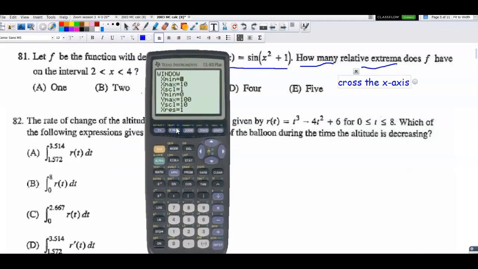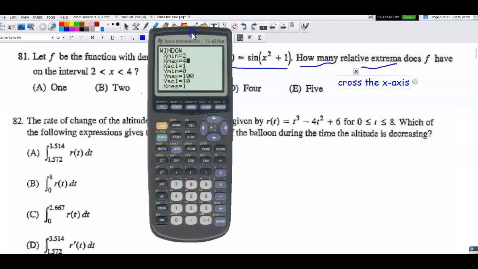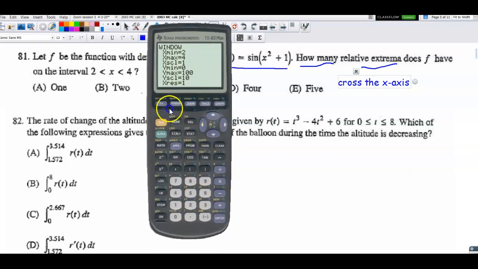So I'm going to make it easier on myself. I'm going to make the window go from 2 to 4. I'm going to spread that out, and instead of counting by ones, I'm going to count by 0.5. That just spreads the axis out a little bit. And I don't need to go from 0 to 100. I'll just change it back to the standard, which is -10 to 10. And I'll hit graph.